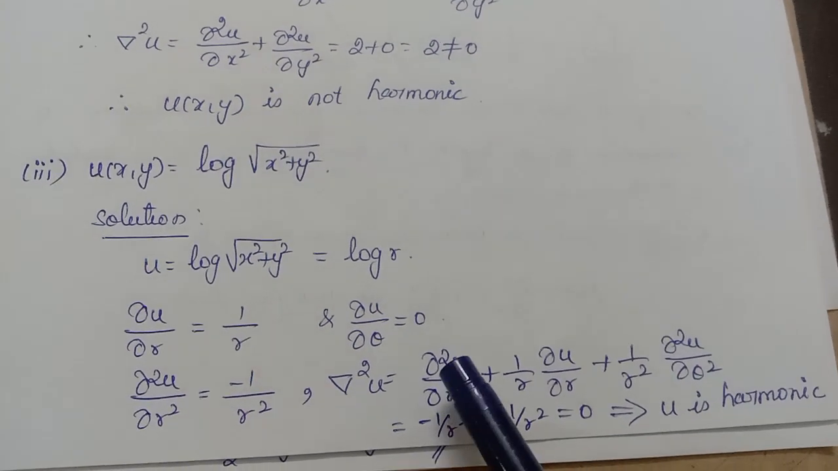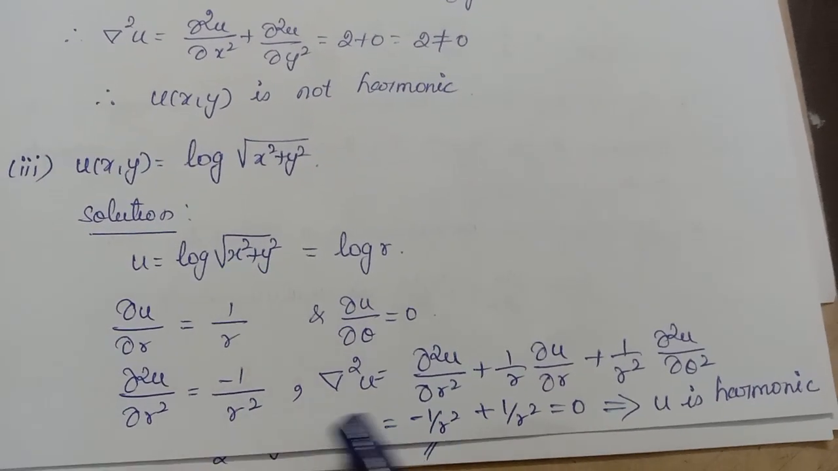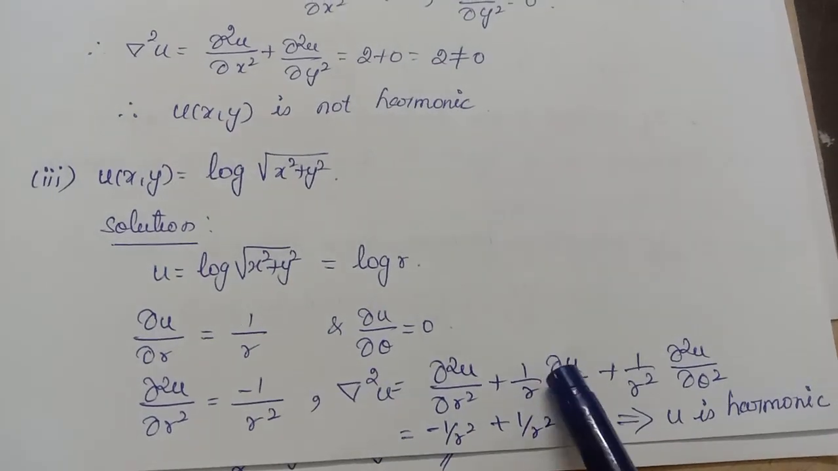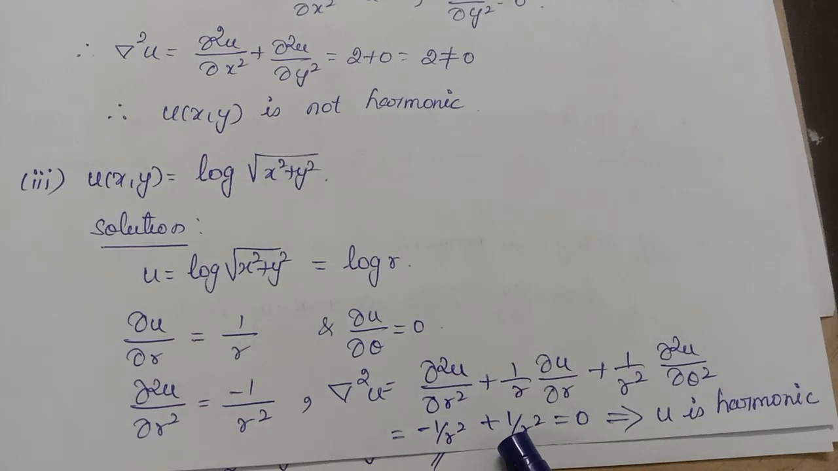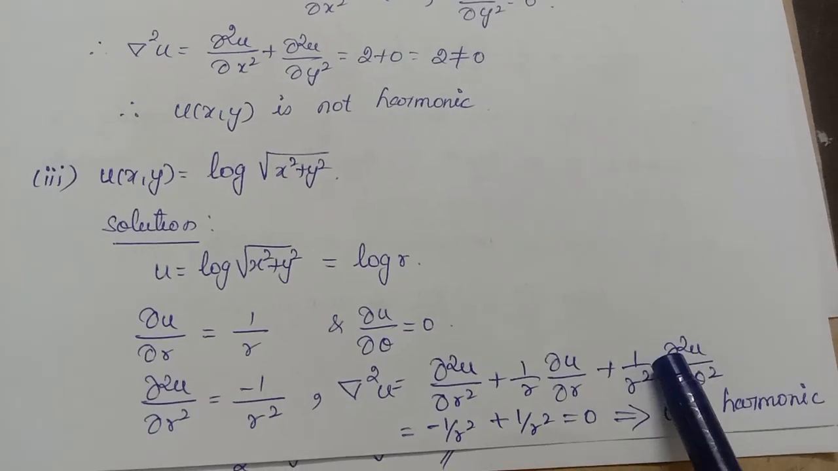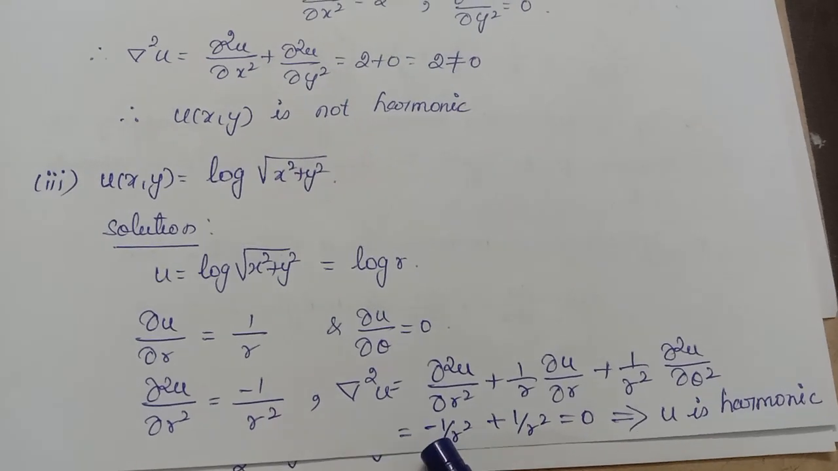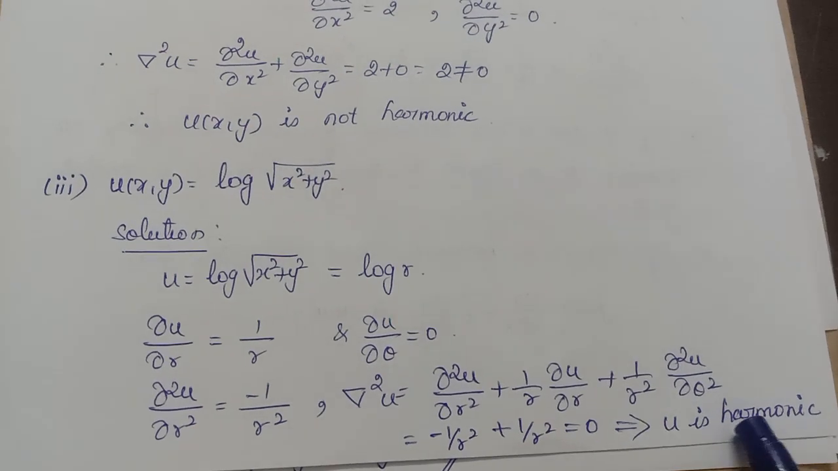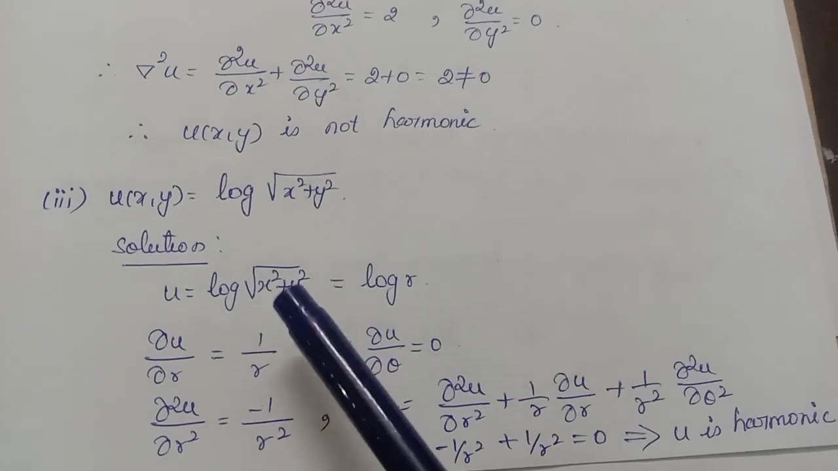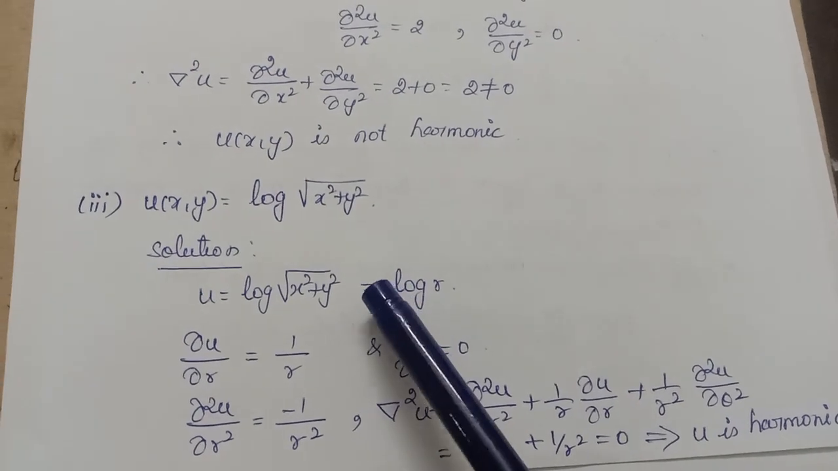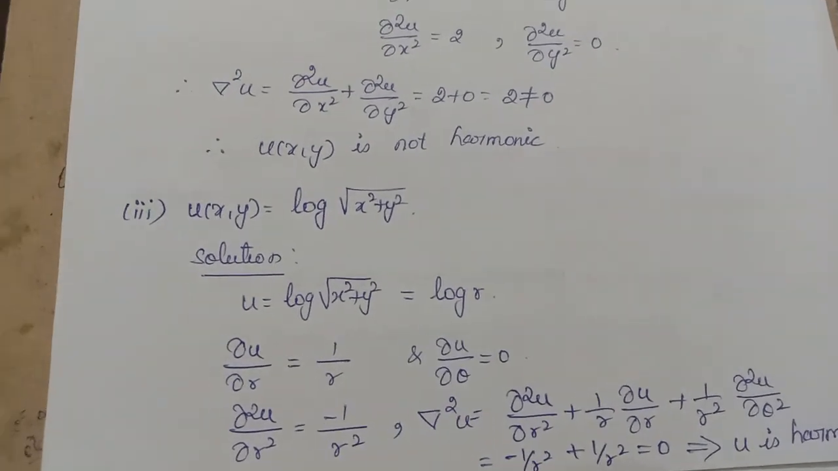Now substitute the values. What is dou square u by dou r square? Minus 1 by r square, plus 1 by r into dou u by dou r, which is 1 by r. So 1 by r into 1 by r will be 1 by r square. And the differentiation with respect to theta is 0. So what do I have? Minus 1 by r square plus 1 by r square equal to 0. Therefore, u is harmonic. So in whatever coordinate system you are comfortable with, you can proceed. No need to stick to the given question as it is. Okay, right. Then next problem.